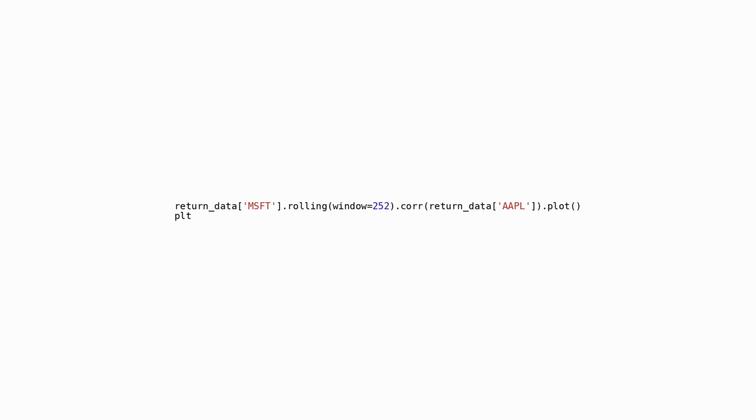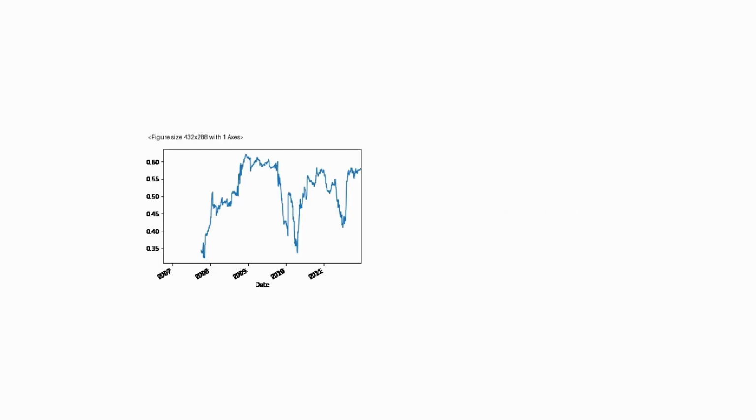This provides a visual representation of the changing correlation between the two stock returns. The result is displayed to the user using the show function.